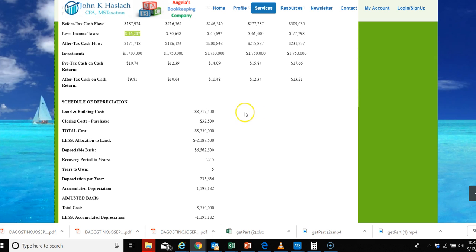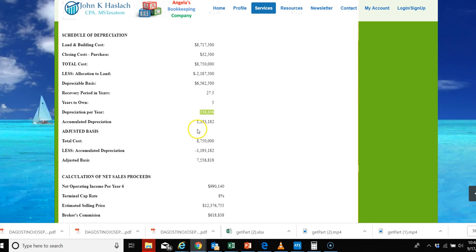This is the land and building costs. This is how we're going to do depreciation. Closing costs. 8.75 million is the total cost. Allocated to land, 2.1875 million. Depreciable basis is the total cost less allocation to land. The recovery period is 27.5, with 5 years to own. Depreciation per year, 238,000. After 5 years, we will have an accumulated depreciation of almost 1.2 million. So our adjusted basis is our total cost less our accumulated depreciation, and that is very important when it comes to selling it.